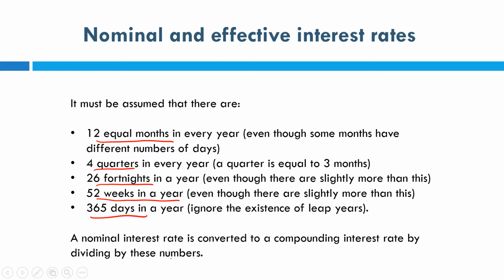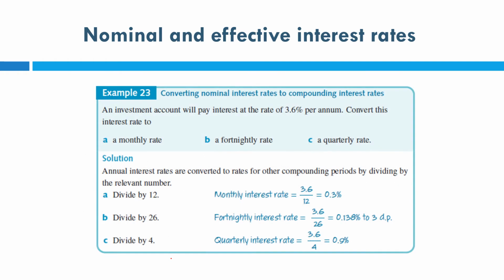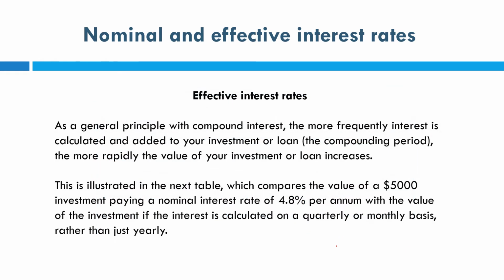So the nominal interest rate is converted into a compound interest rate by dividing by each of those numbers. If we have a look here, we have an investment account, and we're told that it pays an interest rate of 3.6% per annum. We're asking that you convert this interest rate to a monthly rate, a fortnightly rate, and a quarterly rate. So the first one, we're just dividing by 12, the second one by 26, and the third one by 4 to get our interest rates.